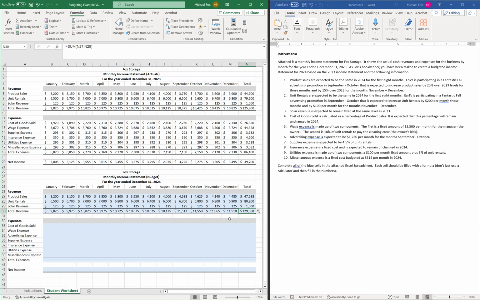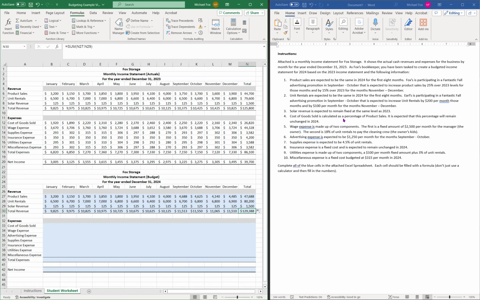$129,388, which is about, a little, not quite $4,000 more than what we actually had last year, and that difference is mostly due to that sales promotion that we're planning to do in August and, or I'm sorry, in September and October. Okay, so now we're going to move on to number 4.